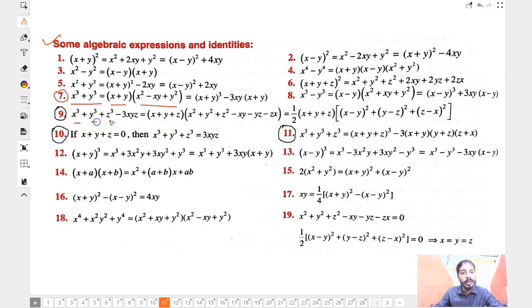Again, x cube plus y cube plus z cube minus 3xyz can be written as x plus y plus z into x squared plus y squared plus z squared minus xy minus yz minus zx. So these are the few things which you should remember. If you remember these identities, you can easily solve these types of problems.